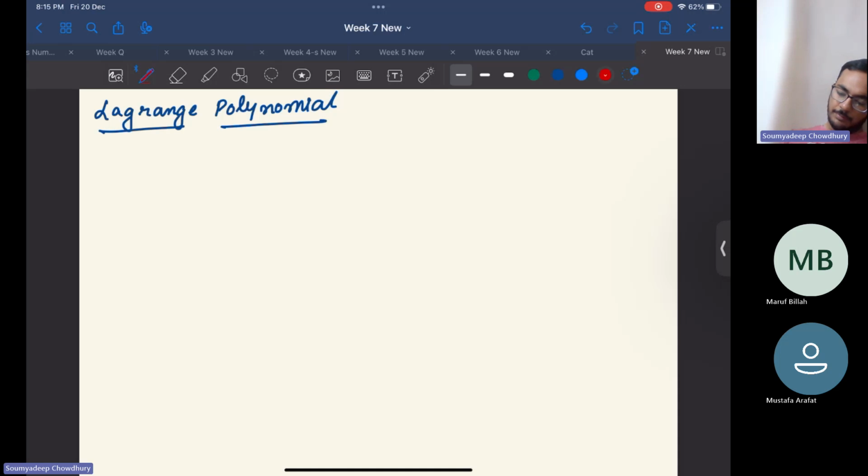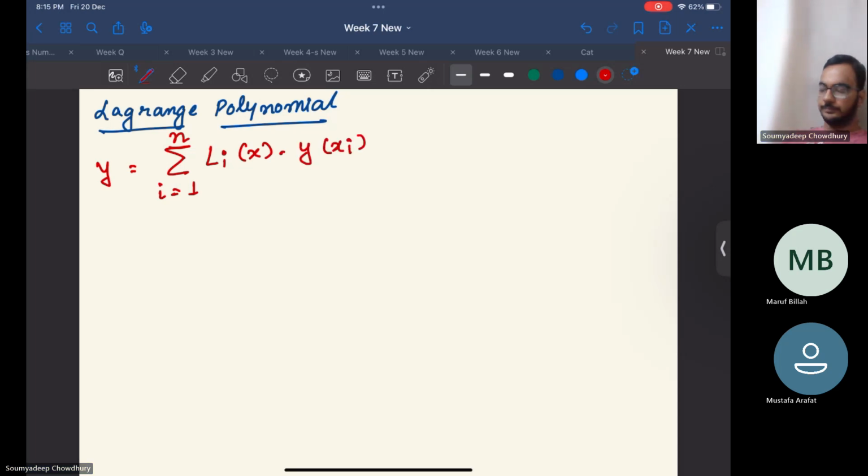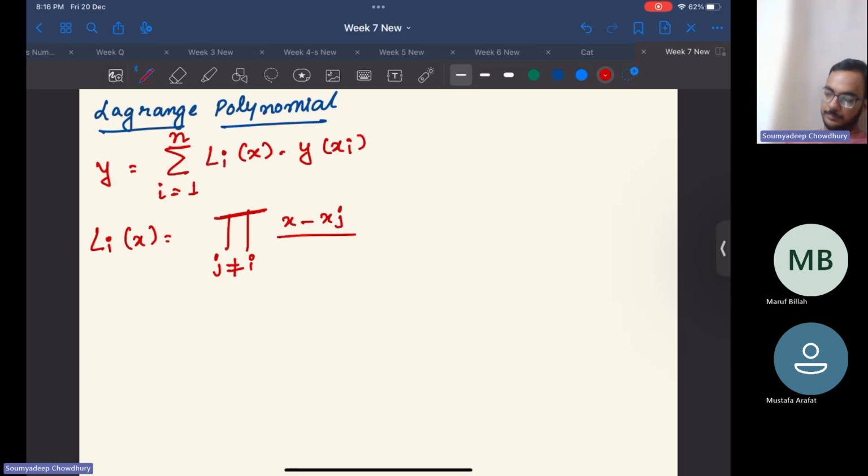Here basically we represent the dependent variable as summation of i equals 1 to n, n is the number of data, Li of x into y of xi. Here Li of x is the Lagrange coefficient. So what is this Li of x? Li of x is the product, given by pi for j not equals to i, (x minus xj) upon (xi minus xj). This is your Lagrange's interpolating formula.